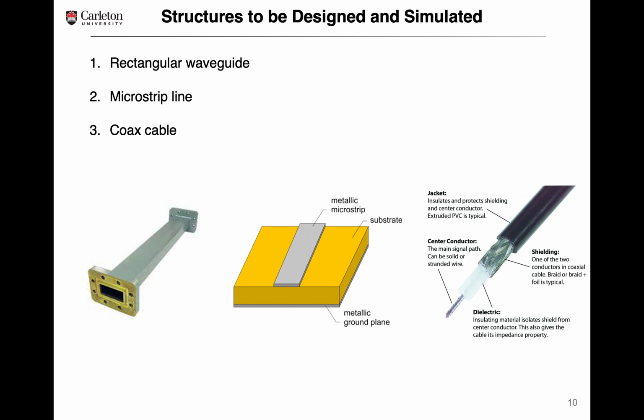All right, so with that being said, let's do some more exciting things. So we'll go on HFSS and we'll design rectangular waveguides, a microstrip line, and if we have time, we'll go into a coax cable. In the next few slides, I have the dimensions of the designs we're going to use, but I do have them written down so you don't have to remember them.